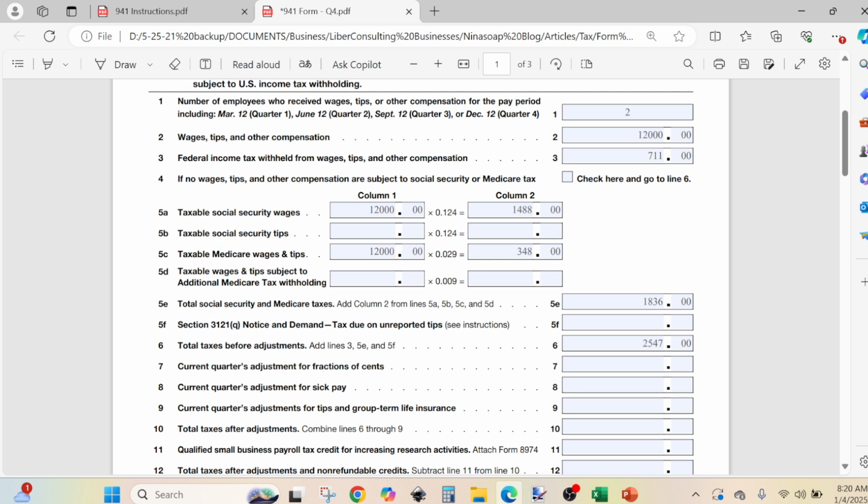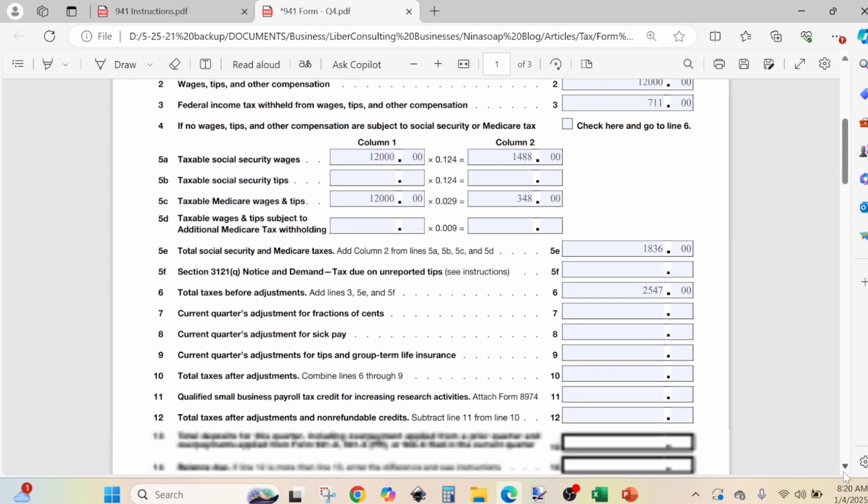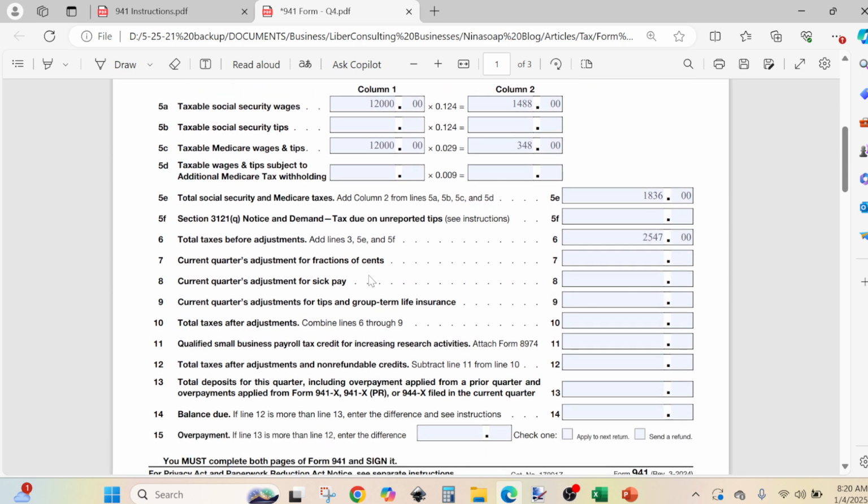So line 7, current quarter adjustment for fraction of cents. We are going to leave it blank. But again, that's where you can make an adjustment due to rounding between what you actually withheld and what the calculation is saying that you should have. If there is some fraction of cents due to a rounding issue, that's where you will fix that to reconcile the actual to what you are calculating. Line 8, current quarter adjustment for sick pay. We are going to leave it blank in this example. Line 9, current quarter adjustment for tips and group term life insurance. We are going to leave it blank.